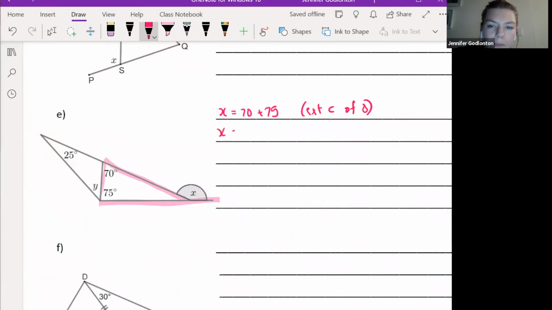Is it right? 100% right. Sorry, I was just trying to write the reason of what you were saying, but it's beautiful. Perfect. Okay. Now we know this is 145 degrees. What about y? And on the other side, I said sum of angles in a triangle.